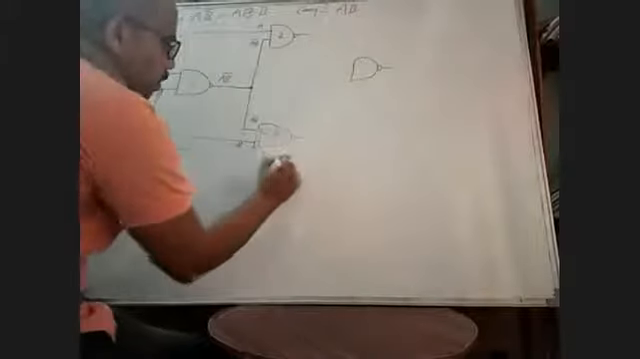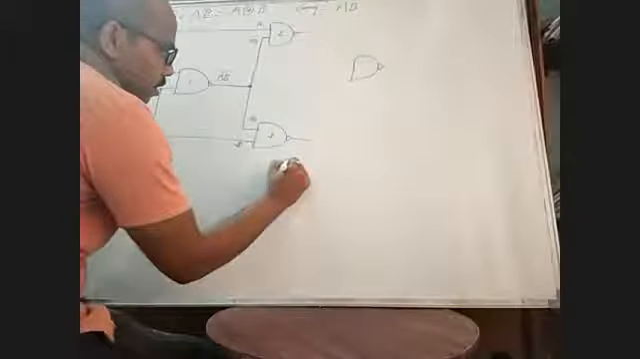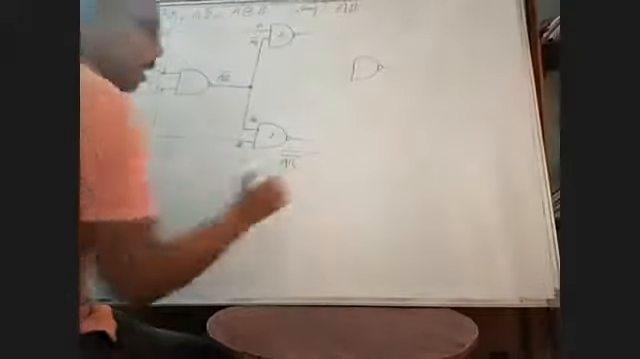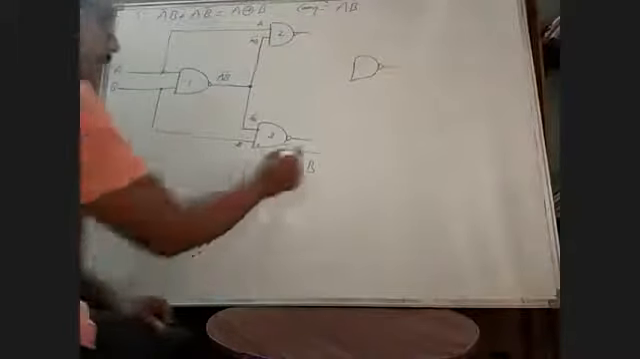Now we will verify the output expression. See how the expression comes out here. We can write this as AB whole bar into B, NAND gate complement. Now expand this expression.